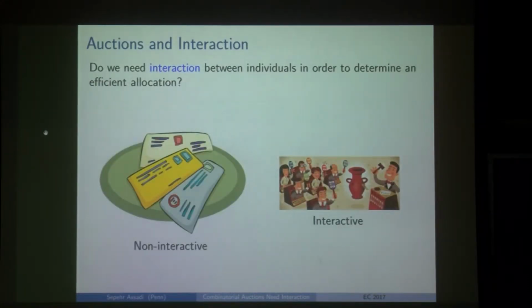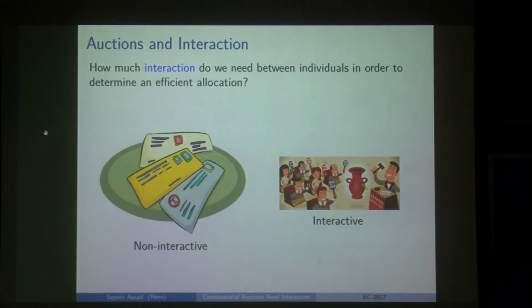So let's go back to this question. Do we need interaction? It seems yes, because if we don't do interaction, we don't get an interesting result. If we do interaction, we'll get this interesting result. Are we done? We want to argue that no.